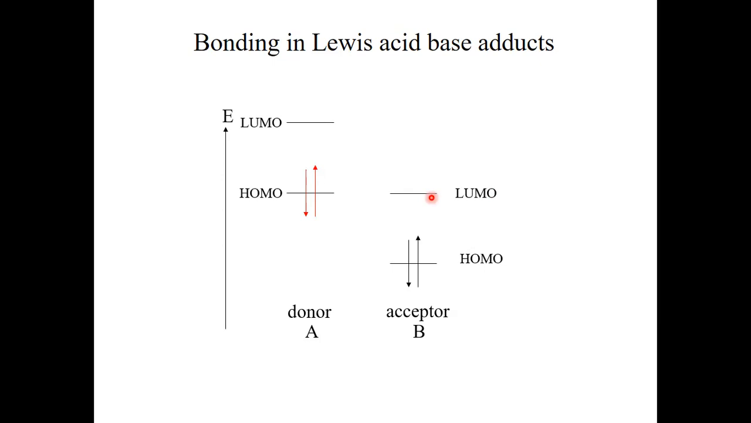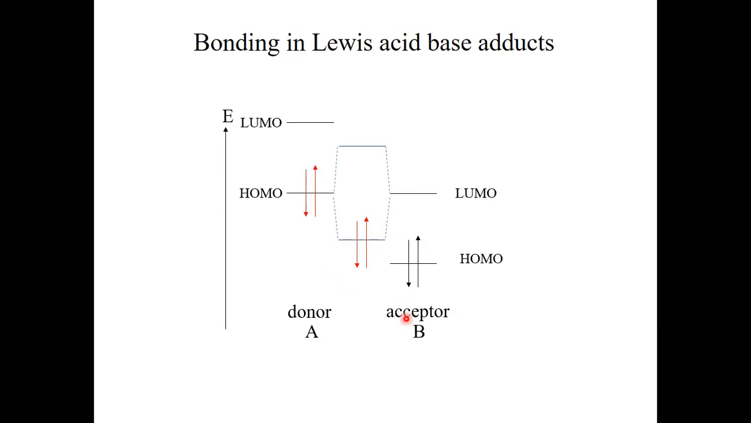So what could be said of the dative bond that forms between the two? Well, in this case, we would expect an ideally covalent bond with the electron pair being shared equally between the donor and acceptor. So we would have an ideally covalent dative bond in this case.